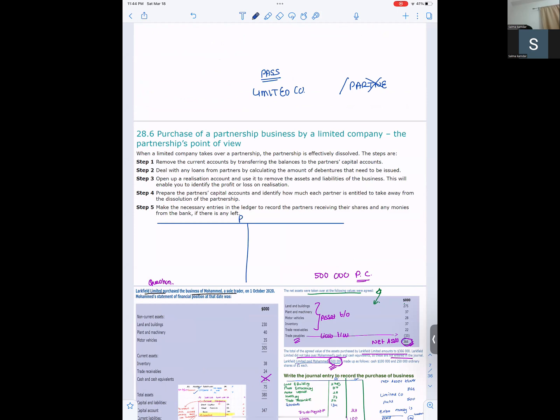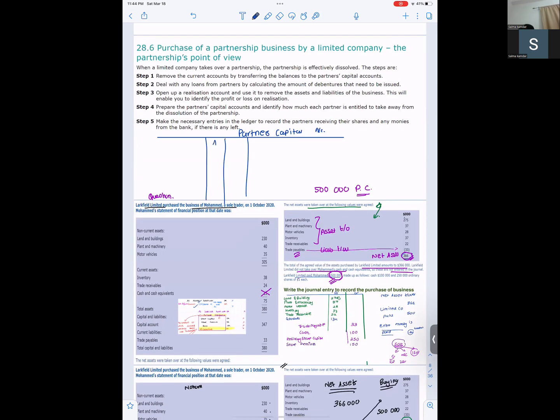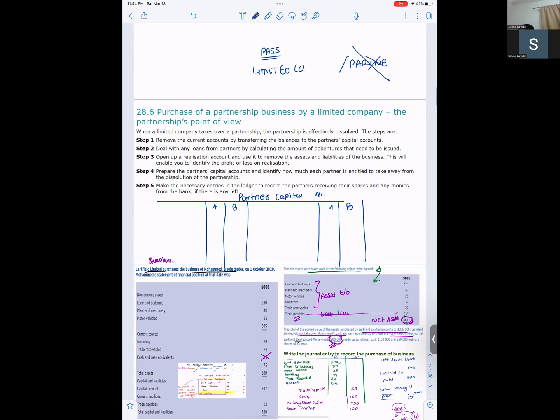If we are making the partner's capital account, we should know what are the things that will come in the partner's capital account. Say you have two partners, A and B, and the limited company is taking over your partnership firm. That means the firm has to dissolve. If the firm dissolves, the partner's capital account or partner's current account will no longer exist.